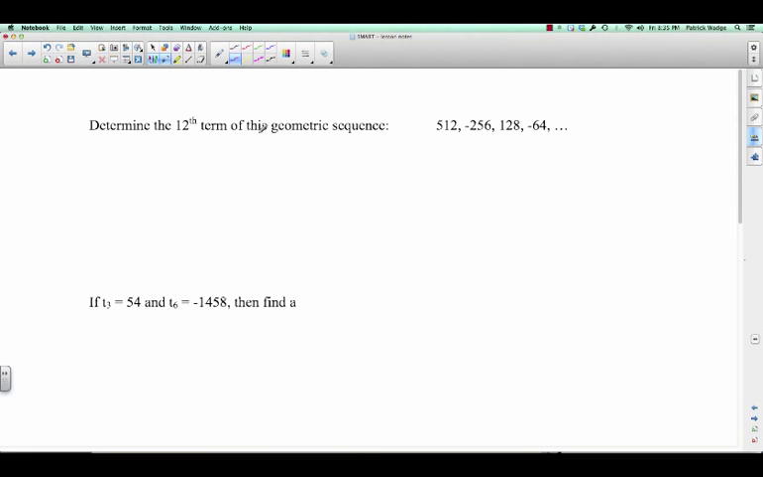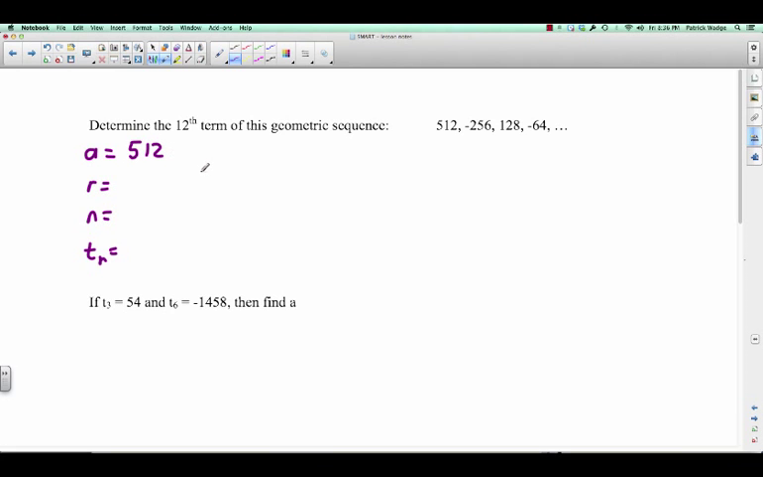Okay, determine the 12th term of this geometric sequence. Okay, let's start by writing down what we know. So the things we're interested in our formula were A and R and N and T of N. Let's see what we know. So A is the first term. Do we know the first term? Yes, we do. It's 512.